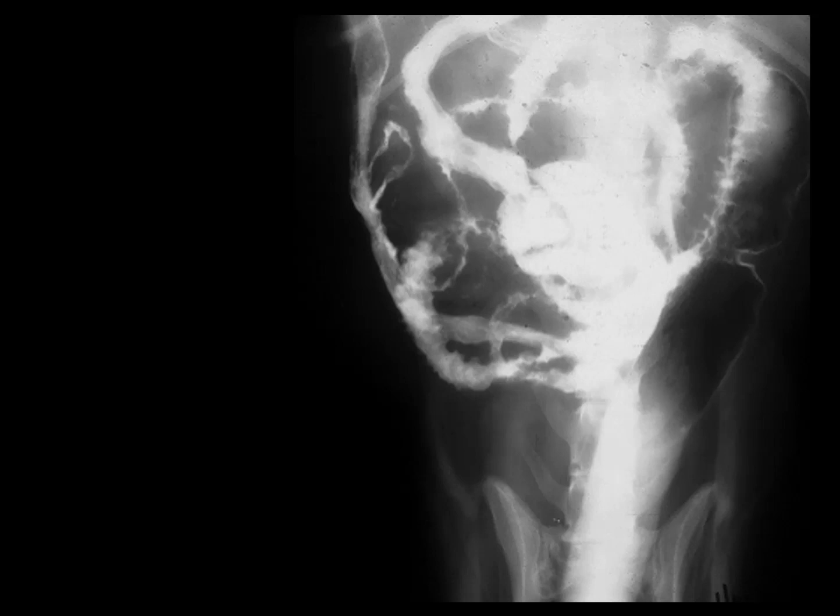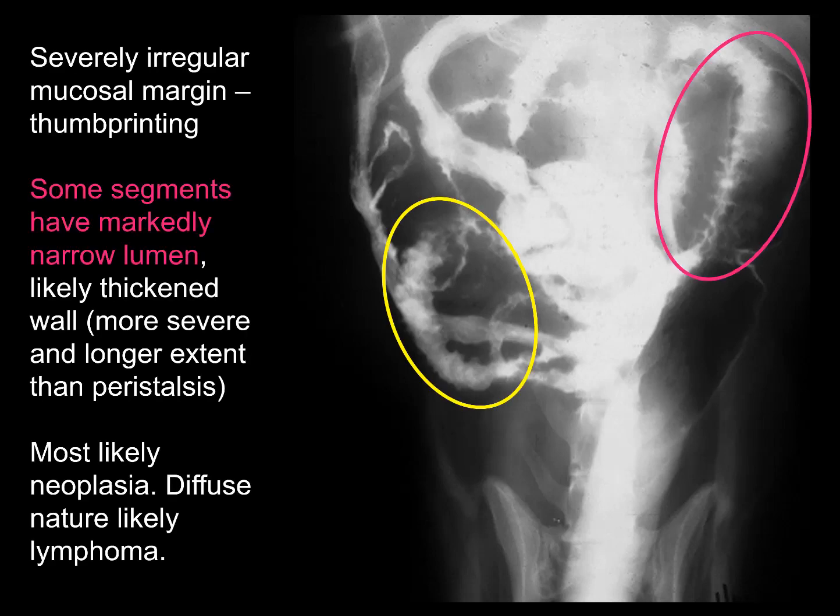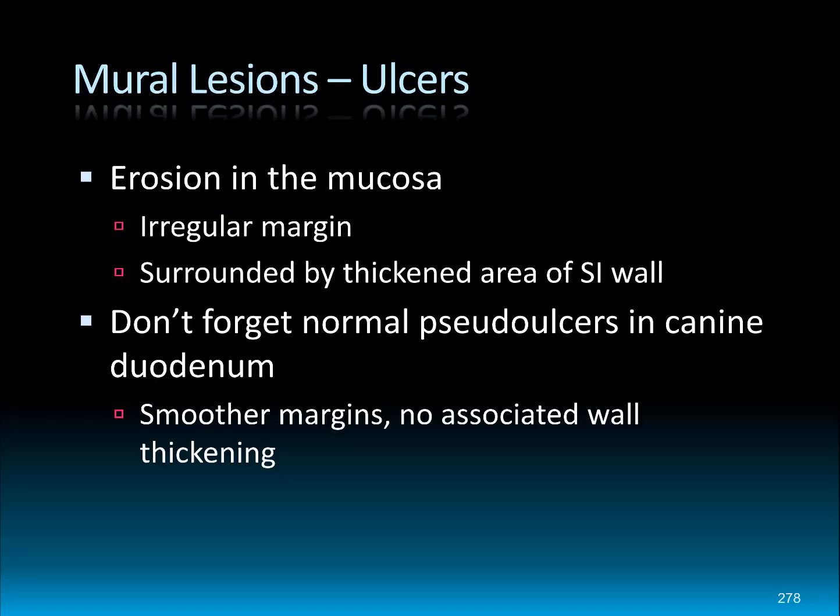We go to the VD view and we really see the same thing. Lots of irregularity of multiple small intestinal segments. So it's fairly diffuse, much less likely to be something like a carcinoma, much more likely to be something like lymphoma, or again, potentially histoplasmosis or pythiosis, something like that. Also much more severe than I'd expect for IBD. Usually that will have much smoother margins.